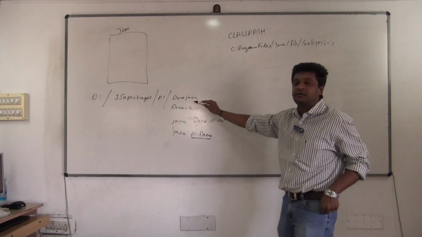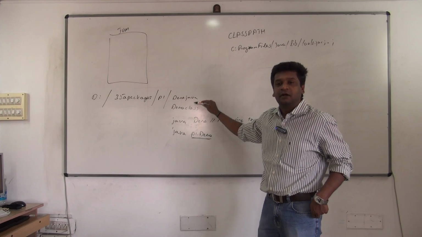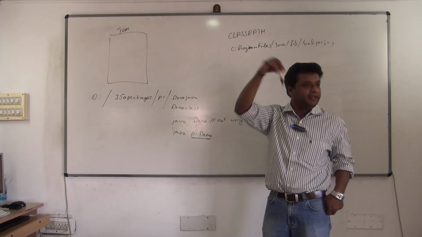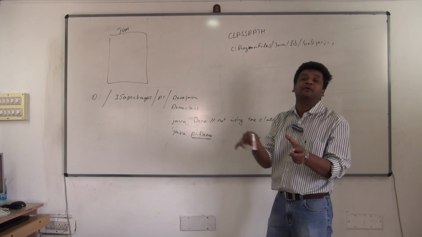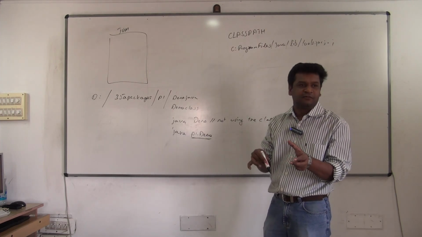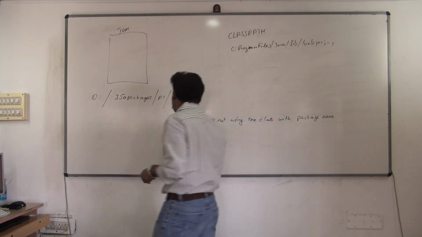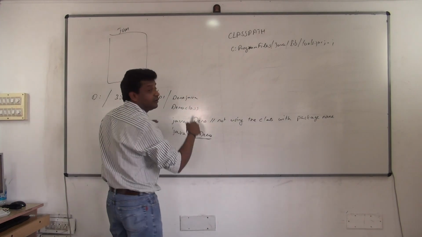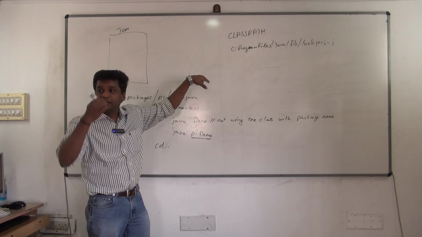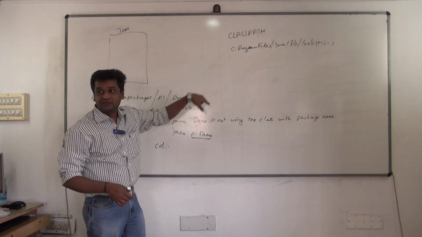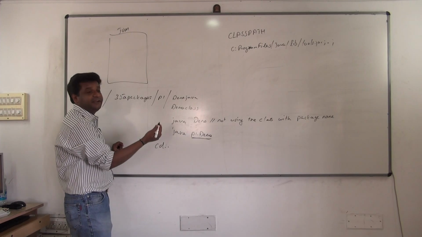You are in which folder now? P1. Now in P1, how will it find P1? You are already inside it. So inside P1 it is not able to find P1. So that's why we come outside, because you are looking in the current folder. The current folder is P1. In P1 it cannot find P1 again. So we come outside with cd dot dot. So you are outside it now.